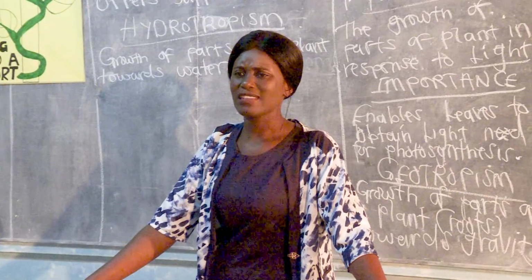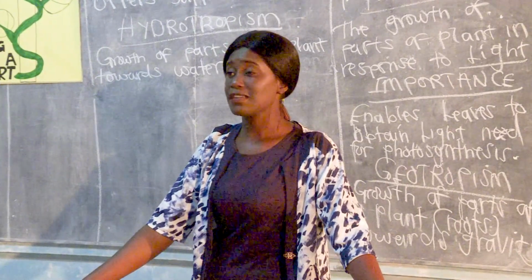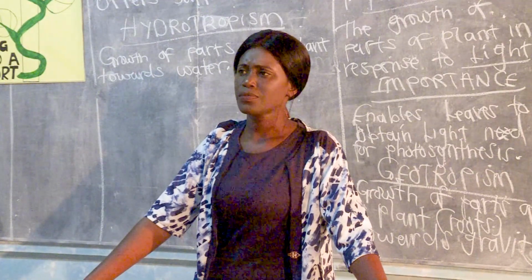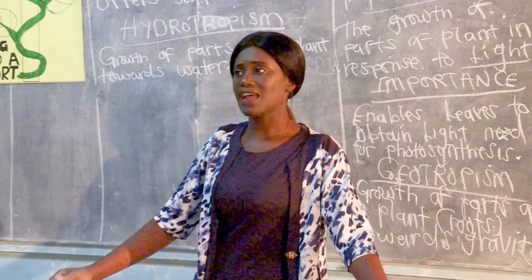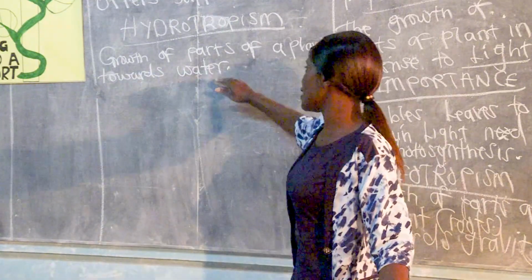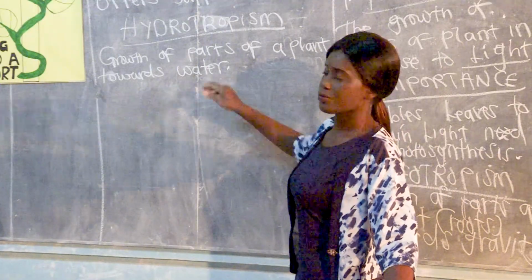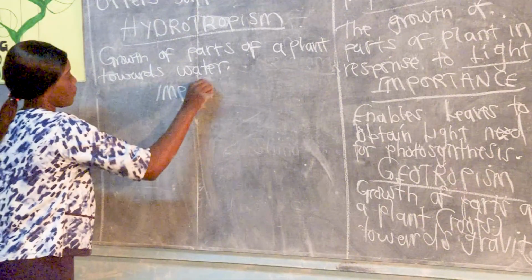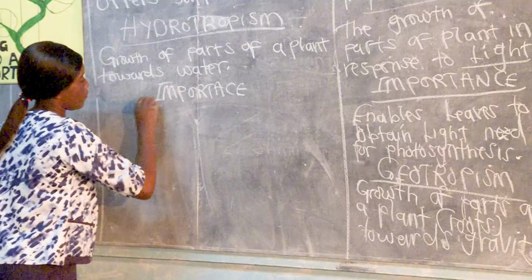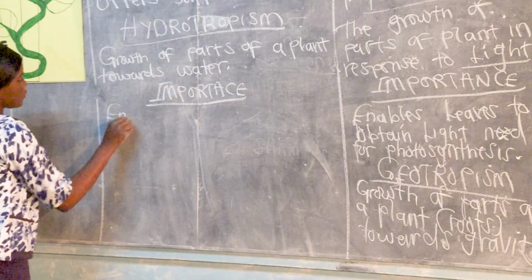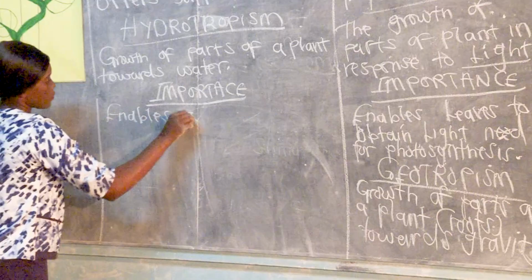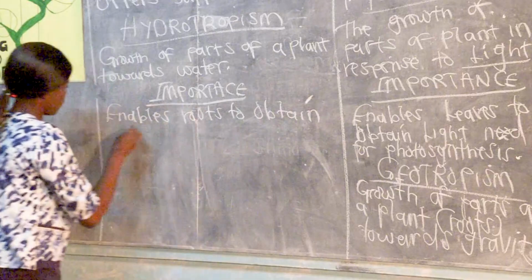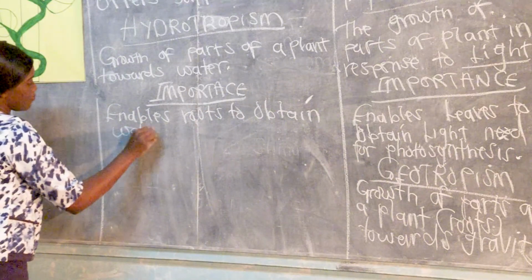Now, I'll ask you a question. Which part of the plant do you think is involved in obtaining water? Yes, George? Roots. The roots, right? Yes. Okay, so the roots are the ones that are involved in obtaining water in the soil. So it enables roots to obtain water from the ground.